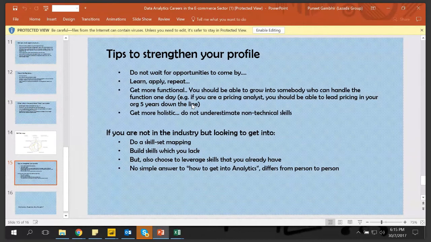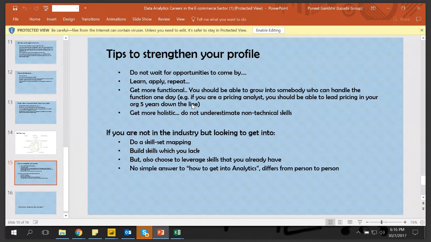I would say one thing that you will need to just continue doing is learning and applying it. So you should be able to get more functional. Let me put it this way. If you are in some particular function today, I'll give you my own example. I handle pricing today, but when I say pricing, it's not just pricing analytics. I actually handle the technology, operations, and other related stuff in pricing as well. Essentially, what I've become is a more functional pricing guy who can handle pricing end to end.